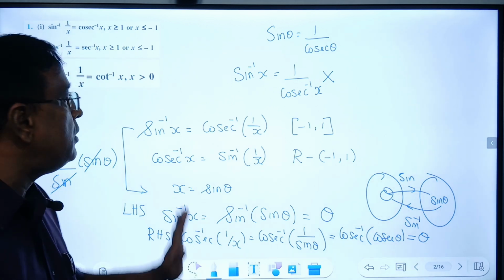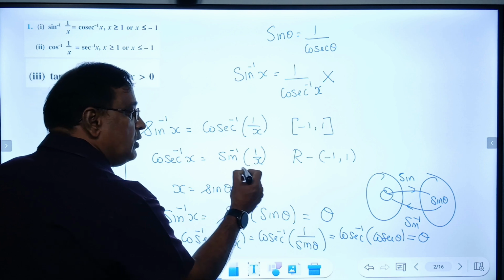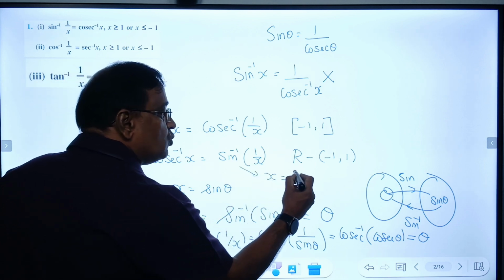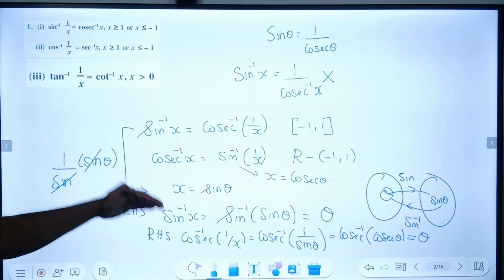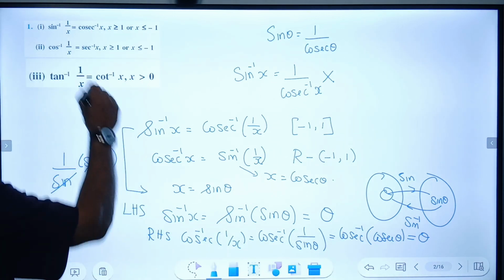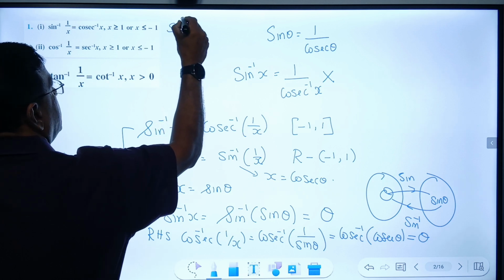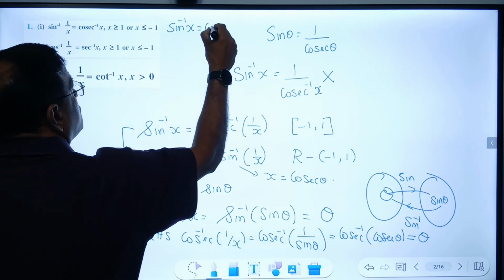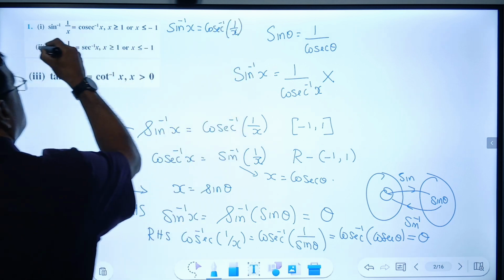Derivation is not important, but you can derive everything. For this problem, if you want to derive this, you can put x is equal to cosecant theta and try. Okay, so I have given you all the formulas. So the corresponding formula for this one more will be sine inverse of x will be cosecant inverse of 1 by x. What about this?